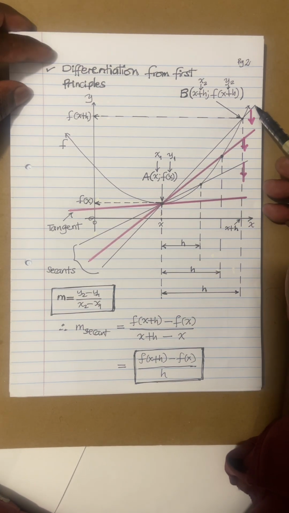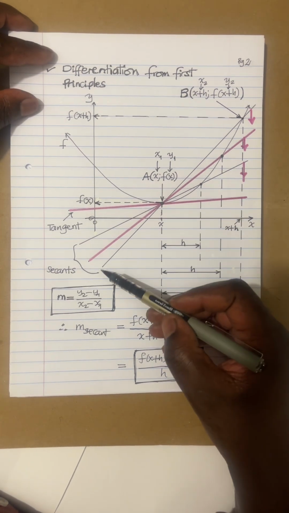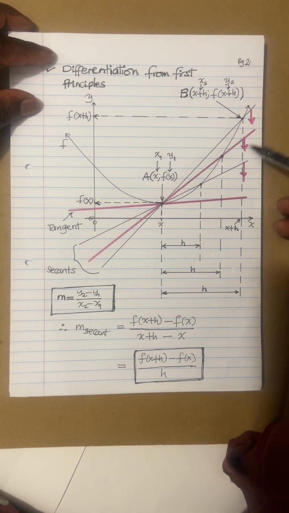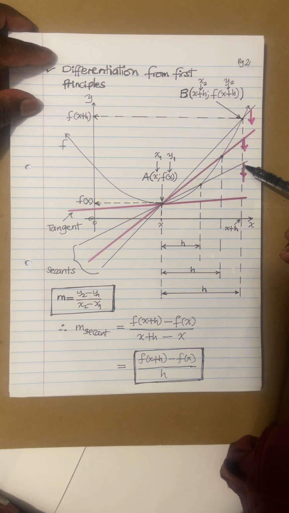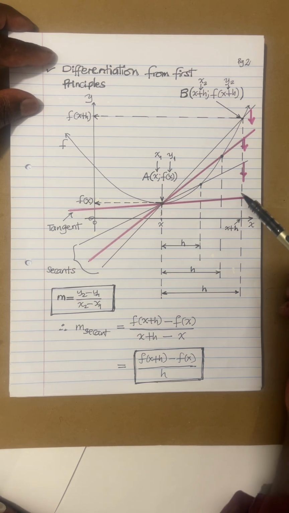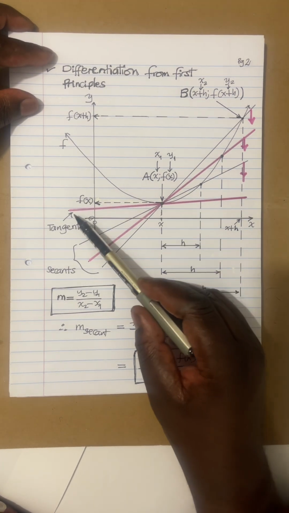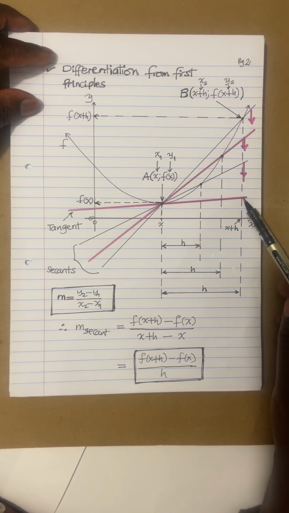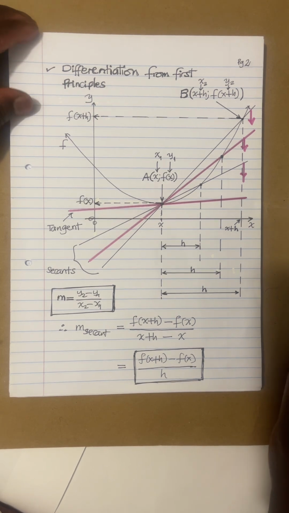So I originally have a secant, and I move this secant down. You can see the arrows pointing downwards. I move this secant into that position, and I continue moving it. It will come into that position, and finally it gets into the position of a tangent. So the secant eventually becomes a tangent if I continue moving it down until it comes into that position there.